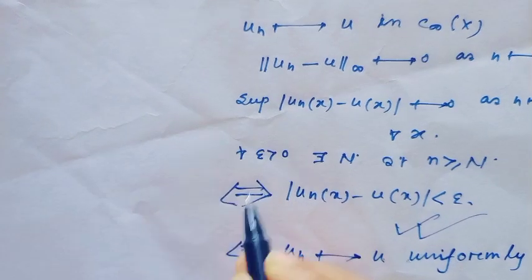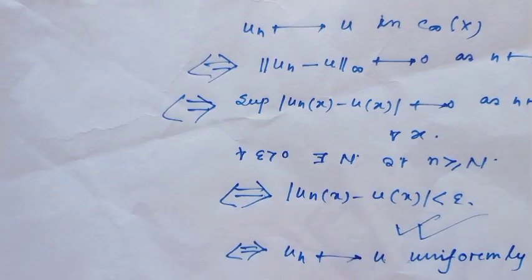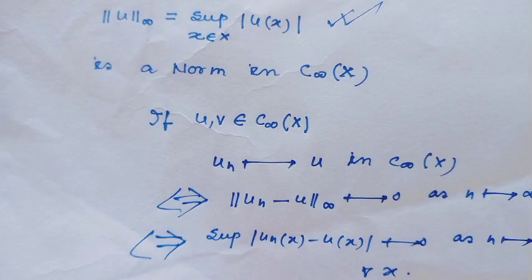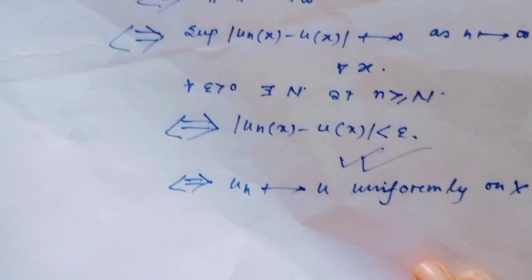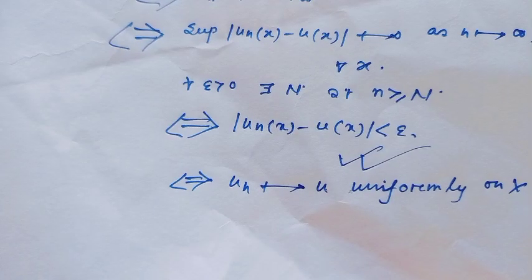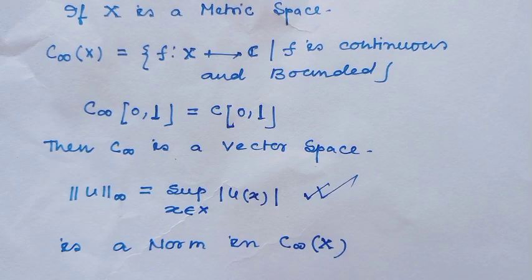Actually this condition is an if and only if condition. In this norm, convergence means always uniform convergence on the metric space X. I hope all my viewers have understood this part clearly.